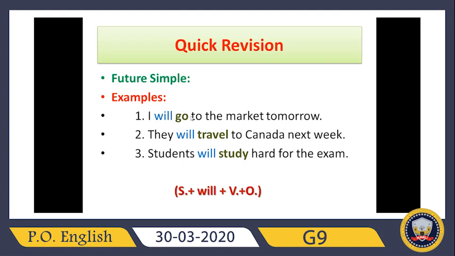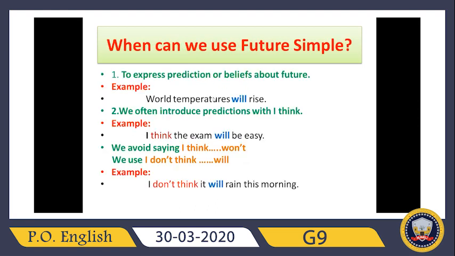Infinitive verb. So, I will go to the market tomorrow. They, then will, then travel. Students will study, and so on. So future simple consists of subject plus will plus verb plus object, as we can see.